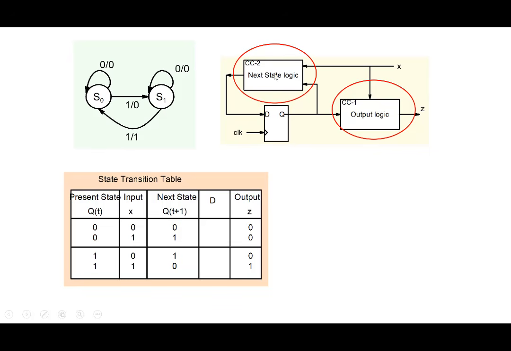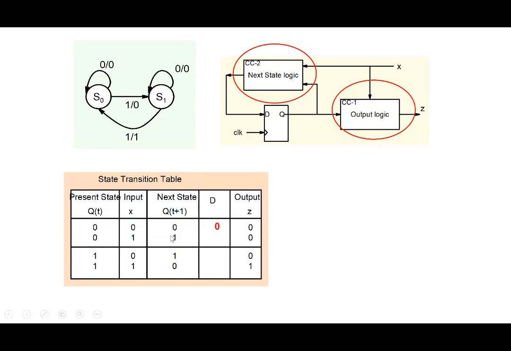But note that we have to design the next state logic. Its purpose is to generate the input to the flip-flop, so that once the clock comes, this flip-flop goes into the next state. So we have to determine what value of D should be present here so that the system goes into the next state. Where you want to go from present state Qt equal to 0 to the next state Qt plus 1 equal to 0, the input D should be equal to 0. So if D is equal to 0, then Q will be equal to 0.